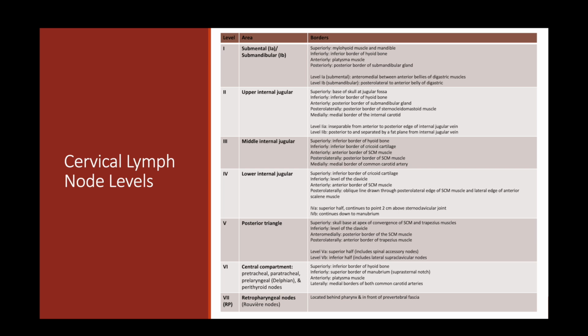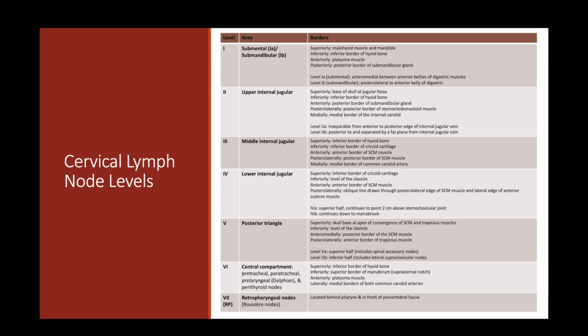So level 1 are our submental and submandibular lymph nodes. Level 2 are our upper internal jugular, 3 is middle internal jugular, 4 is lower internal jugular. 5 is the posterior triangle, so the nodes that sit posterior to levels 2 through 4. 6 is the central compartment, and then 7 we refer to as our retropharyngeal nodes.